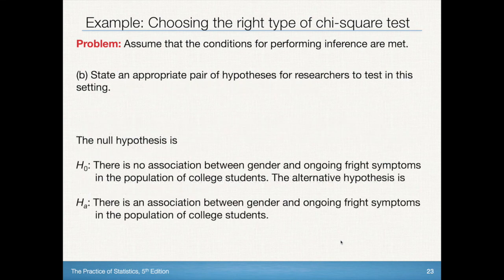So let's do a significance test. Step 1, we need the hypotheses. Now that we know that it's a test of independence, the null is that there is no association. The alternate is that there is an association, and that's it. It is as simple as that. Put it in context to the problem and leave it with that.